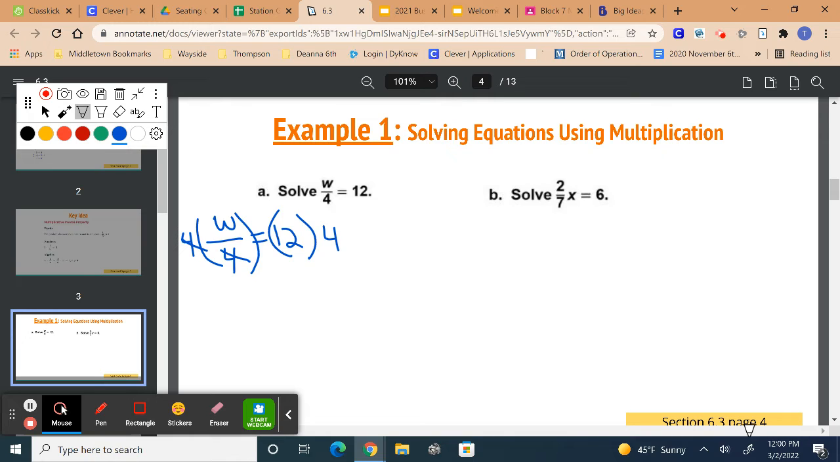But we do have to do the other side. So who thinks they can tell me what my next row is going to be? Sam. W equals 48. Do you agree? Yes. All right, let's check our work to make sure.